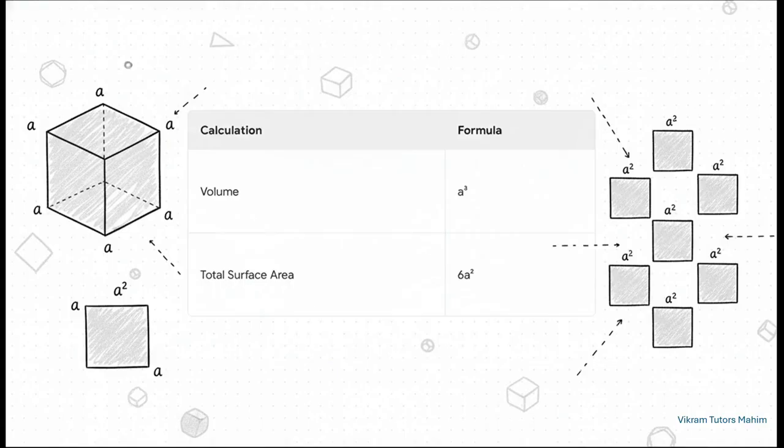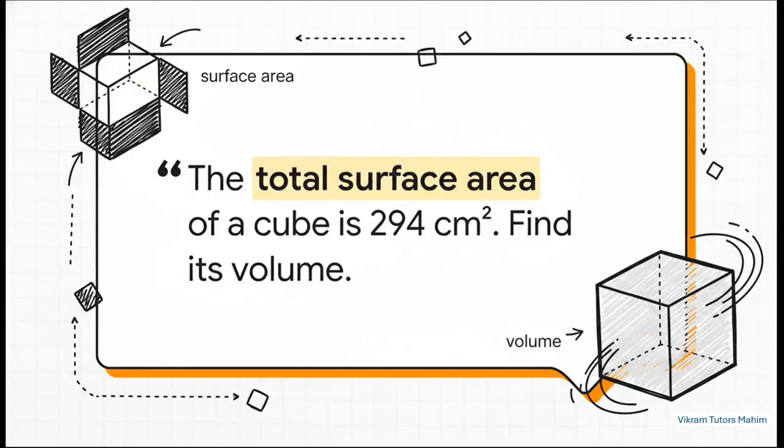And because it's so perfect, the formulas are beautifully simple. To find the volume, the space inside, we just multiply length times breadth times height, which, for a cube, is just A times A times A, or A cubed. And for the surface area, well, we find the area of one of its square faces, which is A squared, and since a cube has 6 identical faces, we just multiply that by 6. Easy. So, you ready to put this new toolkit to the test?